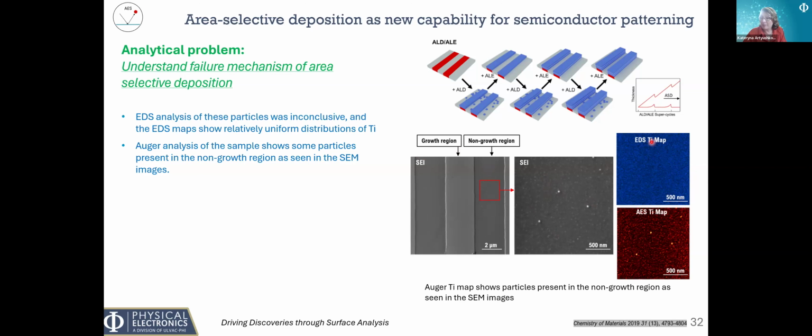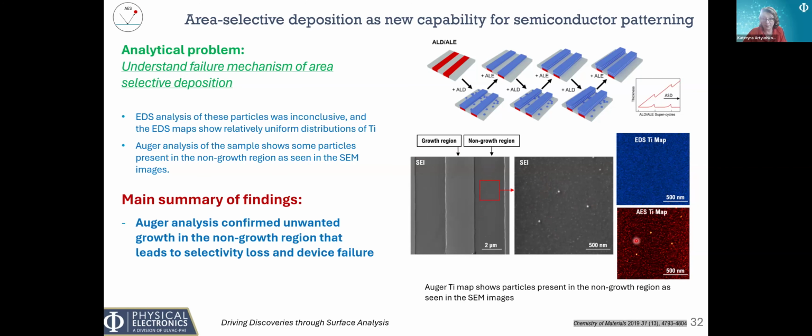The EDS map of titanium shows really homogeneous distribution. So when you look at just EDS, you're not able to understand what are those particles. While Auger analysis shows with 100% certainty that there are titanium particles present in no-growth regions. So it highlights how important it is to look not just in the bulk, but also on the surface to really try to understand the device failure.